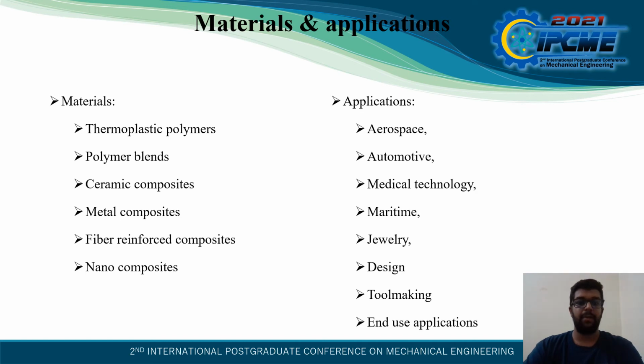And these are the main materials and the applications of 3D printing. The main materials used in the 3D printing process are thermoplastic polymers, polymer blends, ceramic composites, metal composites, fiber reinforced composites, and also nano composites. These materials are mainly used in many applications like the medical sector, electronics, aerospace, automotive, design like jewelry, and end user applications. And in many applications, they are used for prototyping products.